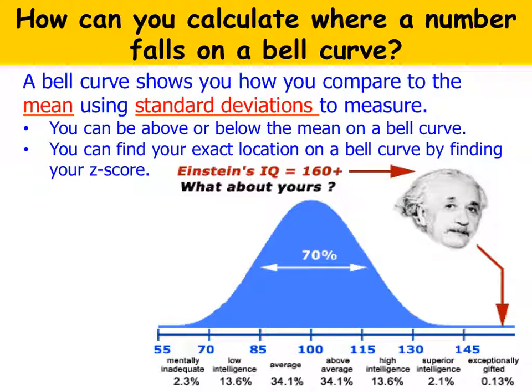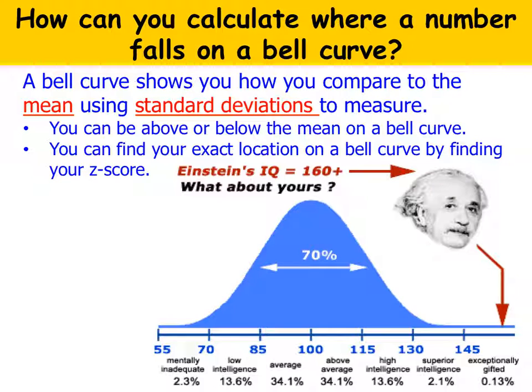So once again, just to summarize, a bell curve shows you how you compare to the mean using standard deviations to measure, and we talked about that you can be above or below the mean on a bell curve. And then if you wanted to find your specific spot on a bell curve, you can actually calculate that by finding what's called your z-score. So, not everybody's going to be exactly 1 standard deviation or 2 standard deviations below. You might be 1.2 standard deviations above, or you might be 0.05 standard deviations below the mean. So that z-score is a way of finding your exact spot.